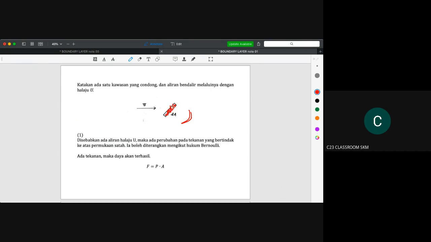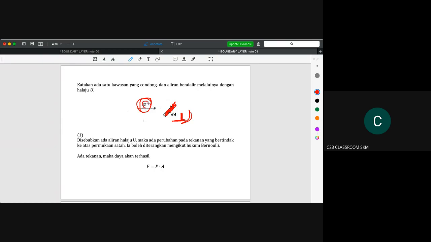So this is a small area from that aerofoil, and we write it as dA. So dA means a small area of that particular object. And then we have a fluid flow from left to right, and we mark it as capital U.